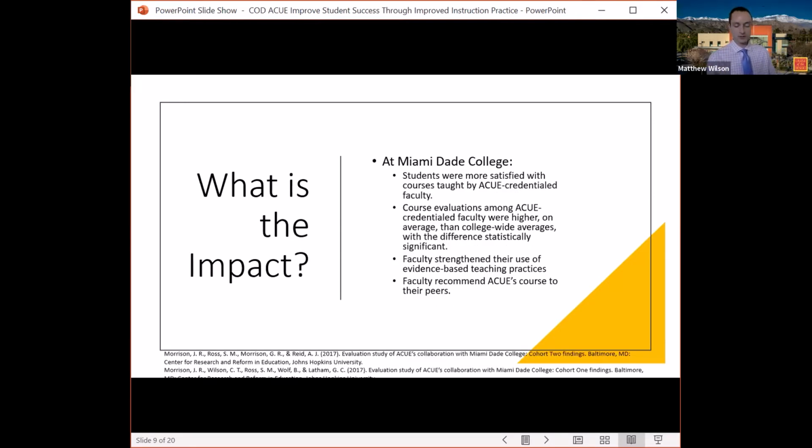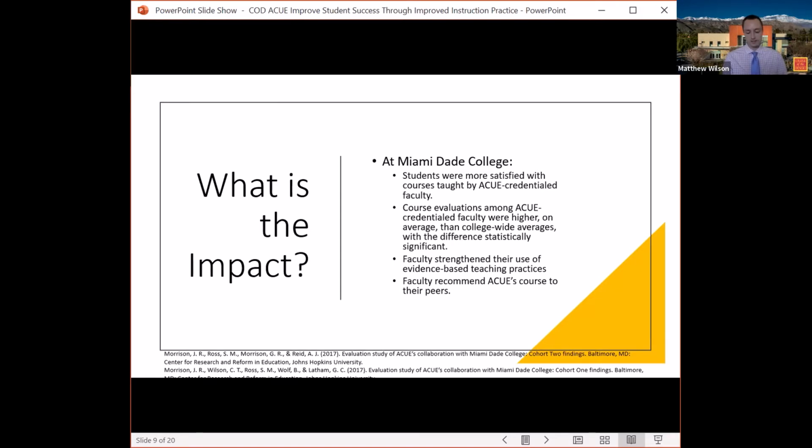So completion is great, but another thing I look at with students is their satisfaction. And also faculty. How do faculty view this program? Do they think it's valuable? Do they see improvements in themselves? Miami Dade College actually partnered with Johns Hopkins University to do a fairly large study. Johns Hopkins, in collaboration with Miami Dade College, studied over 6,100 student course evaluations. ACUE faculty received statistically higher remarks compared to college-wide averages. Students perceived stronger instruction across 14 of the 15 indicated areas for both new and experienced faculty.